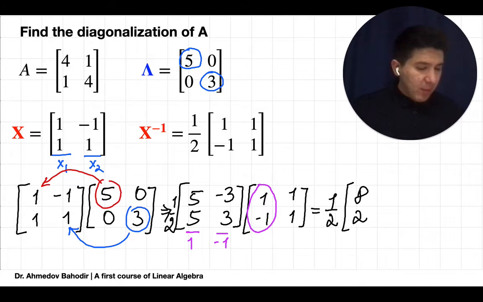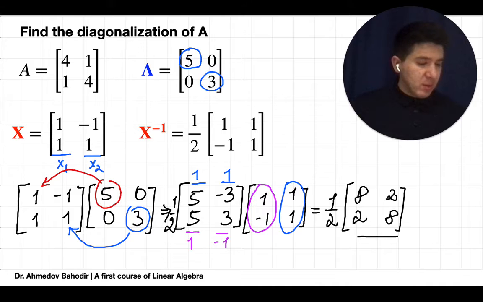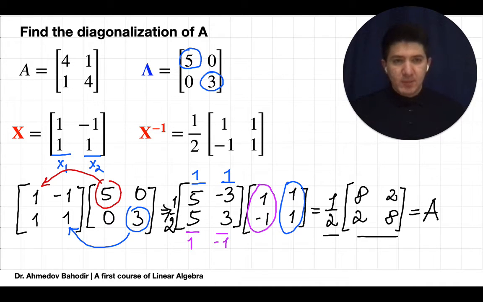At the same time, I use the entries of the second column here as the coefficients of the second linear combination, where I multiply the first column by 1 and the second column by 1. It essentially means I just need to add these two columns, and what we get is 2 and 8. If you multiply all of the entries of this matrix by 1 over 2, you get exactly the matrix A.